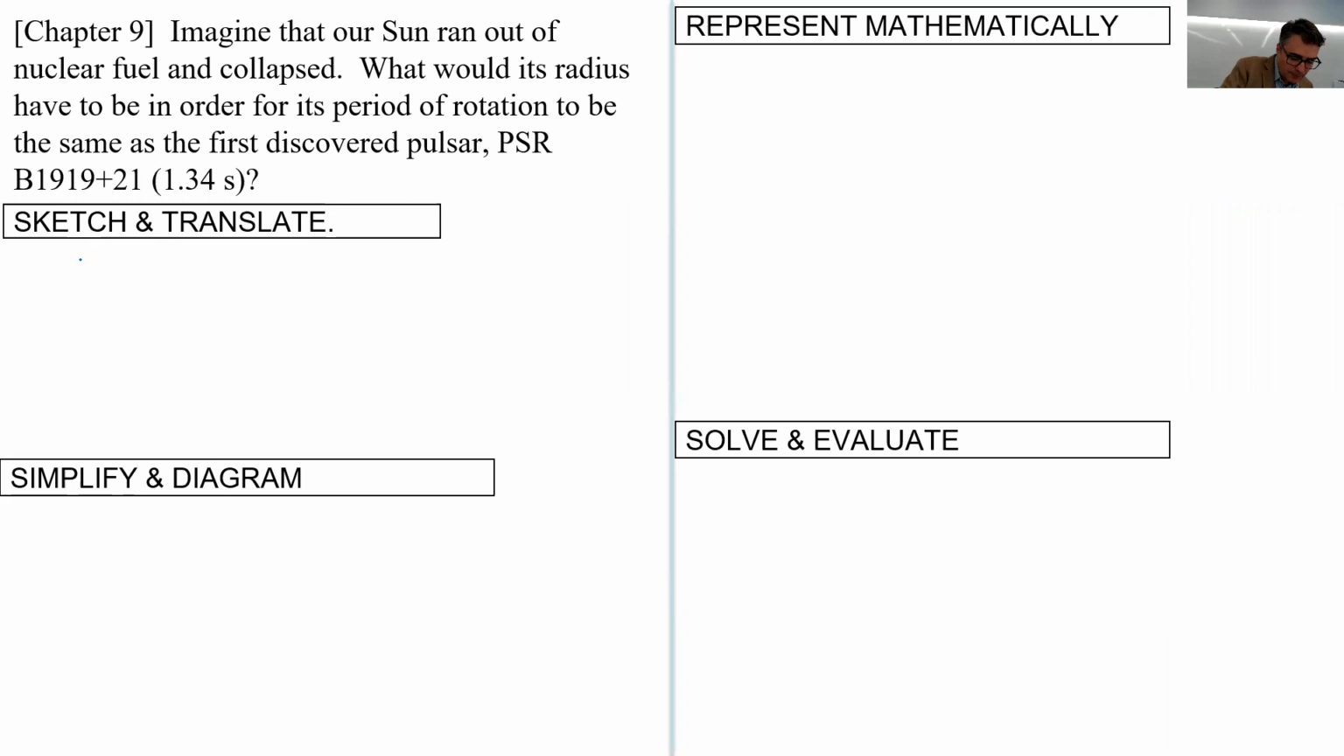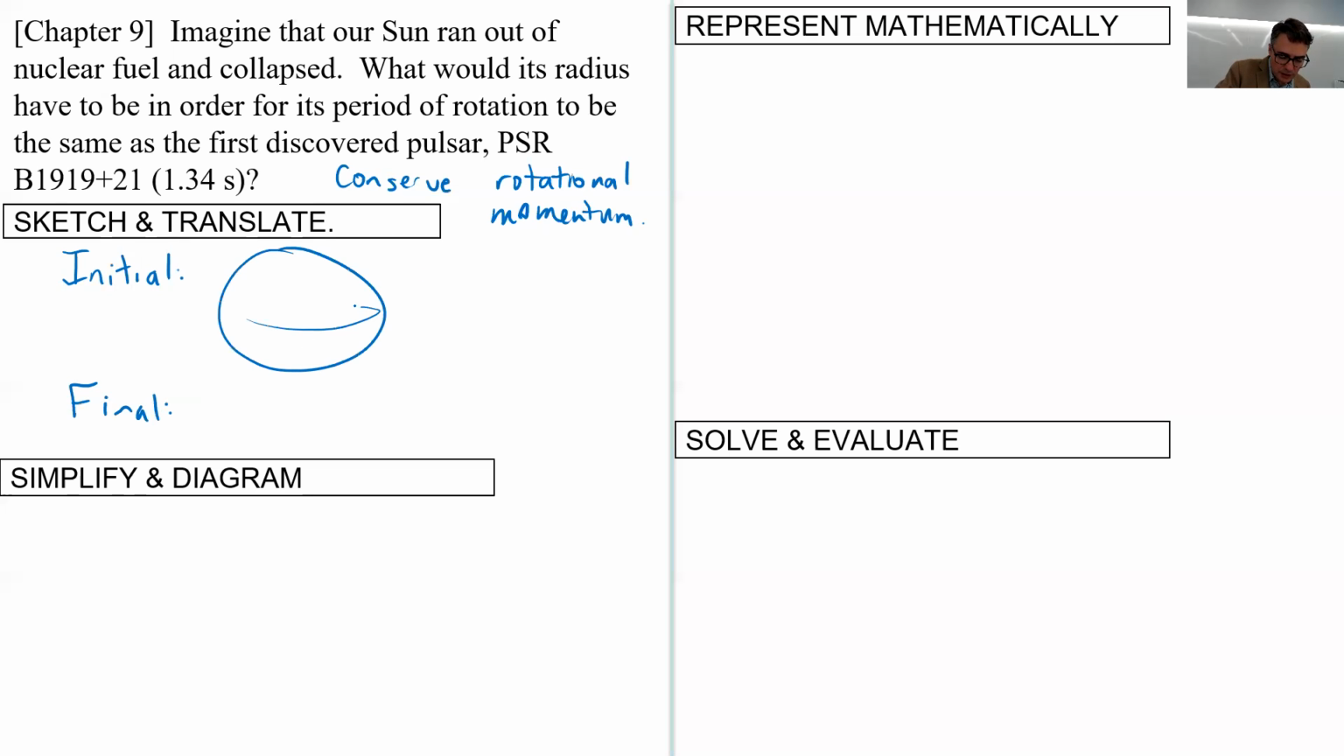So this is a conservation of angular momentum, so conserve rotational momentum. And that's because there's going to be no external torques. So you have to draw the initial and the final situations. The initial is that the sun is kind of big. It has some R initial, which I would have to look up, but I can do that.